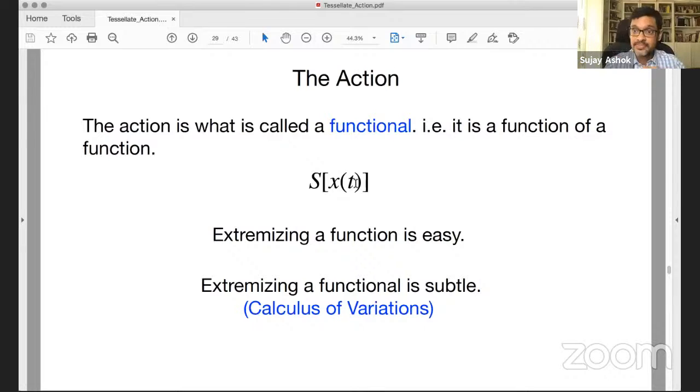function of a function. So x of t is a function which tells you where the particle is at a given time. That's an example of a function. But the action actually depends on the whole path. You see, it depends on what the function is. Extremizing a function is what we saw. It's very easy. But extremizing a functional is more subtle, and it goes by the name of calculus of variations. The name doesn't matter. You can Google it afterwards.